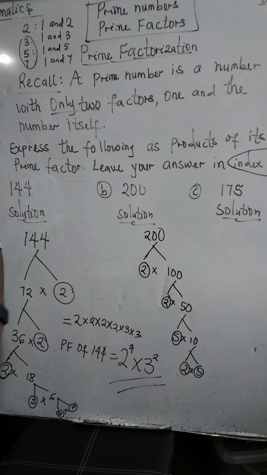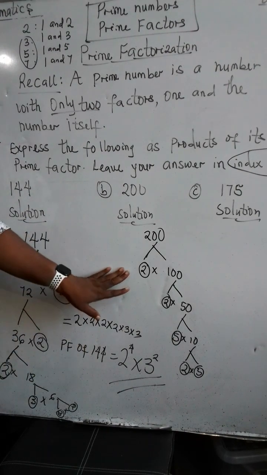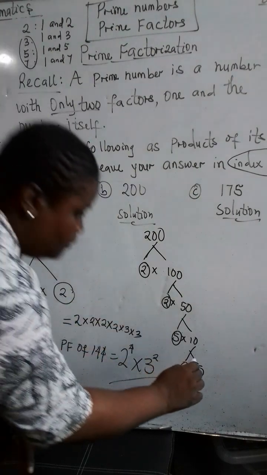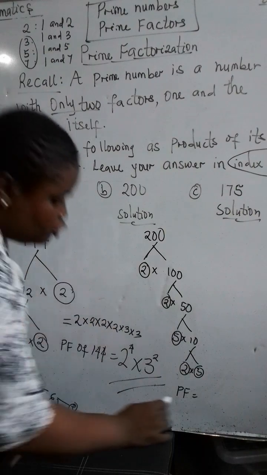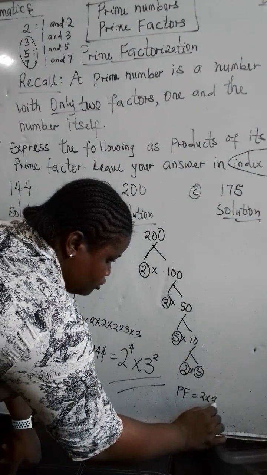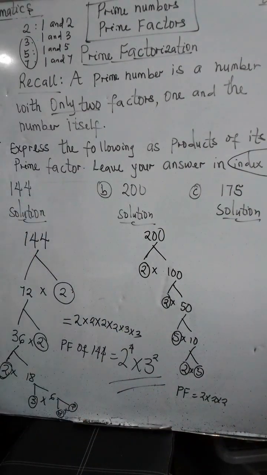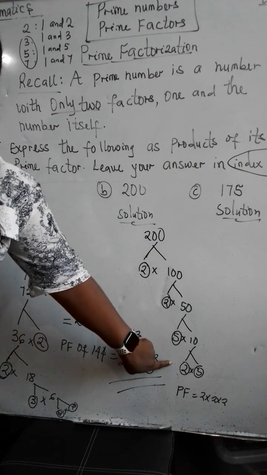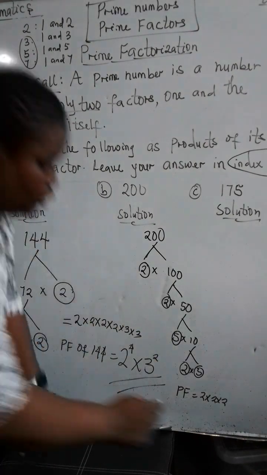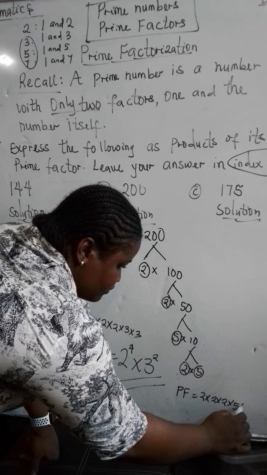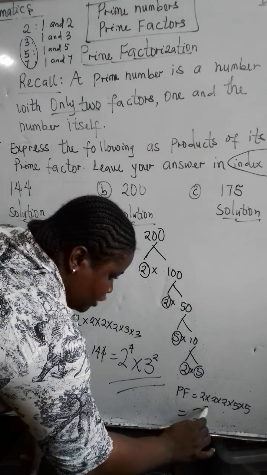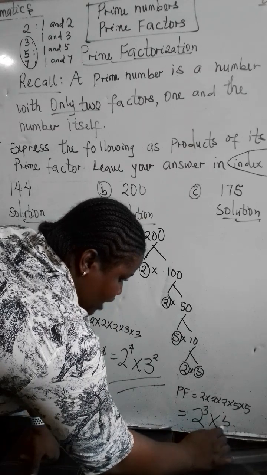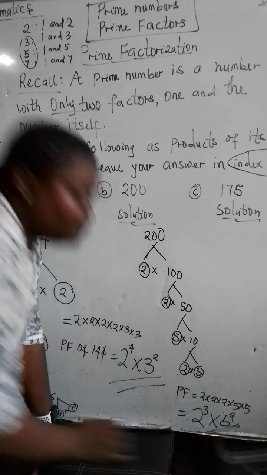So I'm going to get out all the prime numbers that are cooling for us. They will have to come out now. So PF, this is 2 times 2 times 2. So I have 1, 2, 3, 2 here. Then this is times 5 times 5. In index form, like you said, 2 raised to power 3 times 5 raised to power 2.